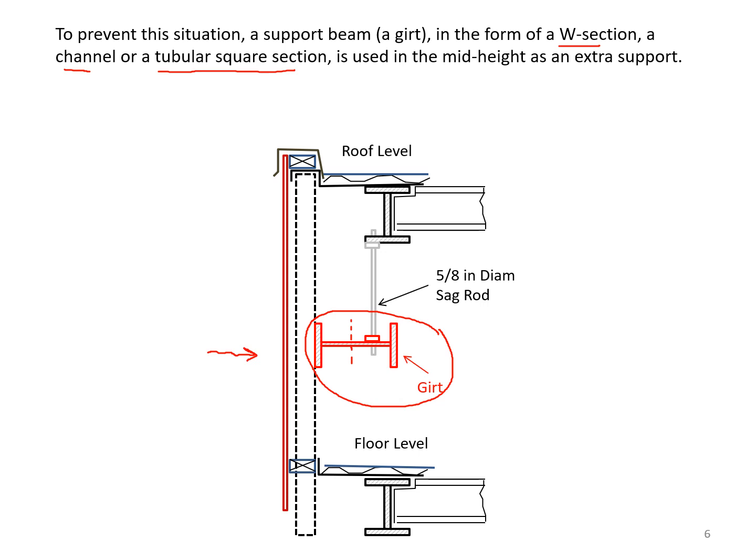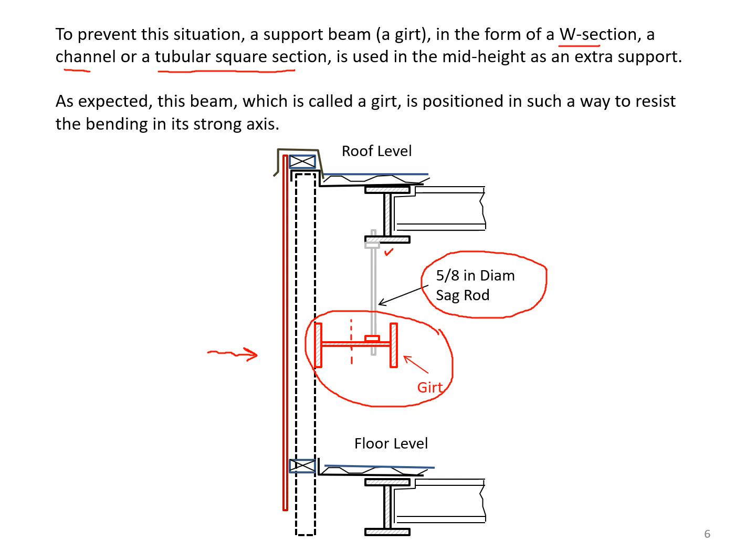We also have a sag rod system as shown in here that we'll talk about later. The sag rods are attached in one end to the Girt, the other end to the structural system. As expected, this beam, which is called the Girt, is positioned in such a way to resist the bending in its strong axis, as you saw in this figure.